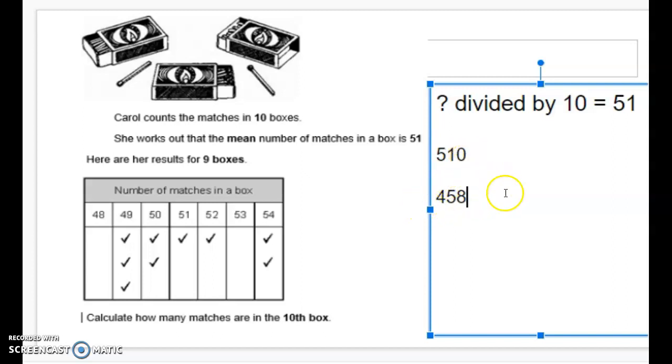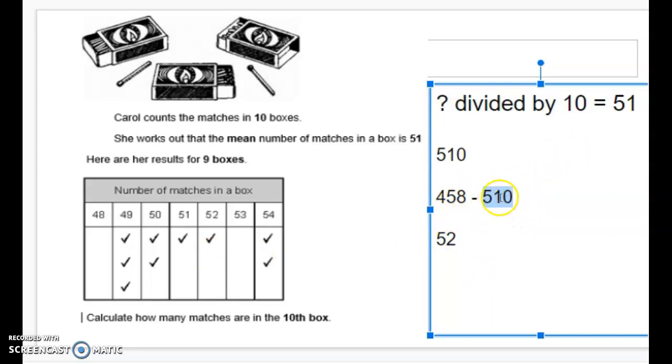So 458, and there are 510. You could have done 510 take away 458, or you could have found the difference. The difference is going to be how many matches there are in the 10th box. And I'm sure you've worked it out already. The difference is 52. So how many matches are there in the 10th box? There are 52, because 458 plus 52 equals 510.